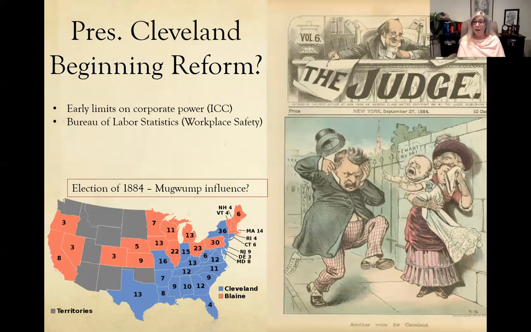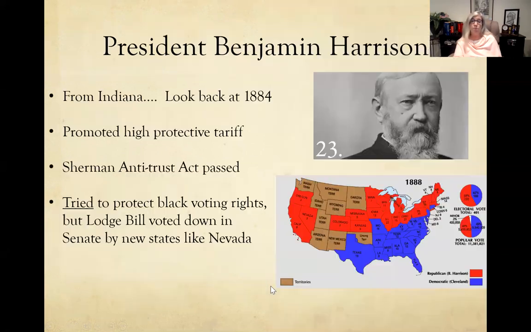That's going to try to regulate the trains that are going across state lines. Workplace safety, again, coming after the fire at the Triangle Factory in New York. And so again, we see in the outcome here in 1884, where you have the Solid South voting for the Democrat. But notice that we have some of these areas in the North that are also voting for the Democrat. And these would be the mugwumps. These would be traditionally Republican voters who are coming in for Grover Cleveland.